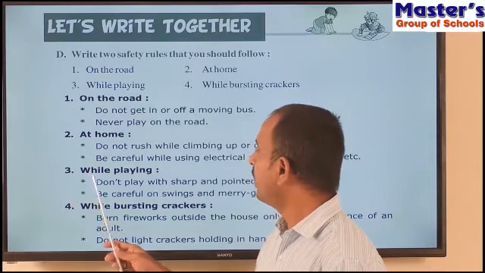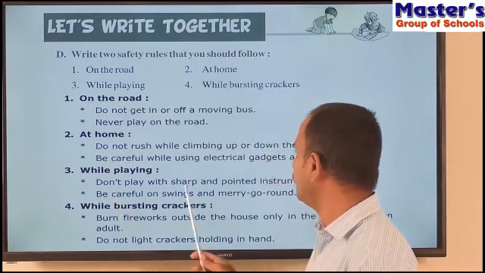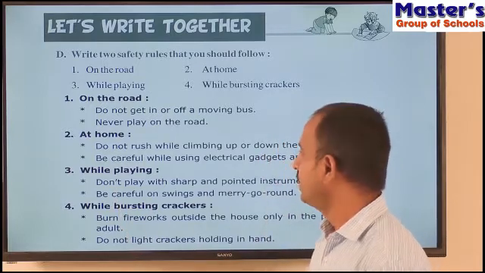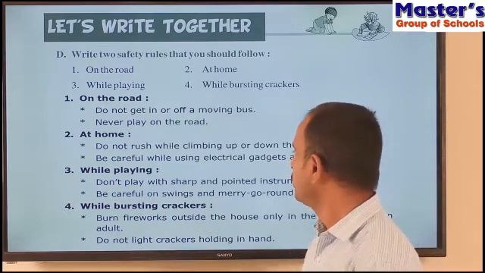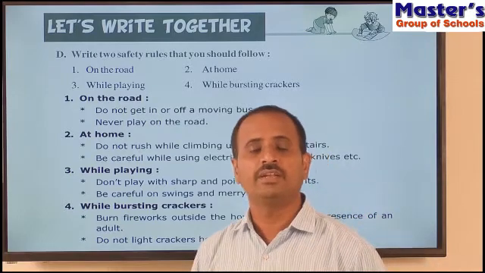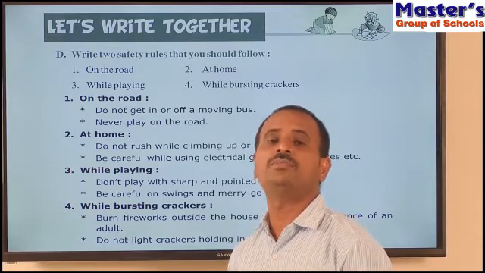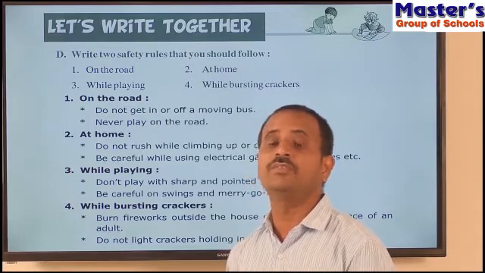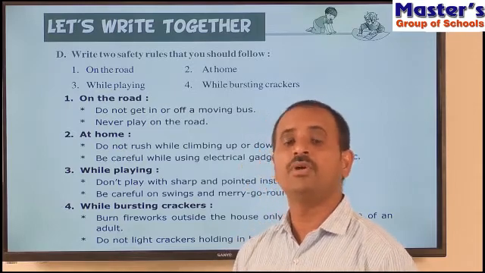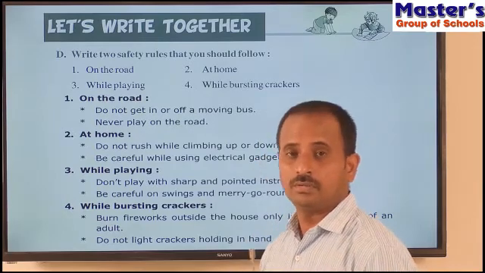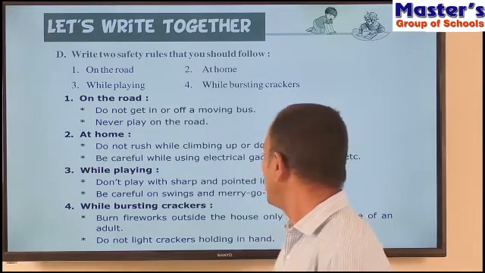And see the third one, while playing. So what are the safety rules you have to follow while playing? Don't play with sharp and pointed instruments. Another one is be careful on swings and merry-go-rounds. Children, don't play with sharp objects, that is knives, sharp chalks, and also scissors. So these are some sharp objects. That means never play with sharp objects. And also be careful when you are swinging or on the merry-go-round. Hold the rods or hold the ropes tightly.